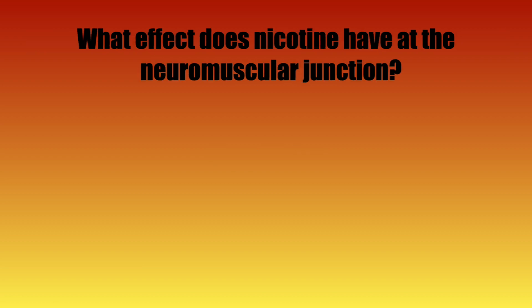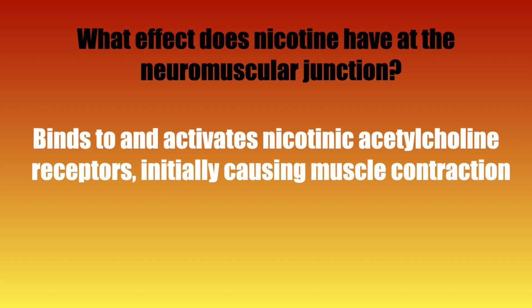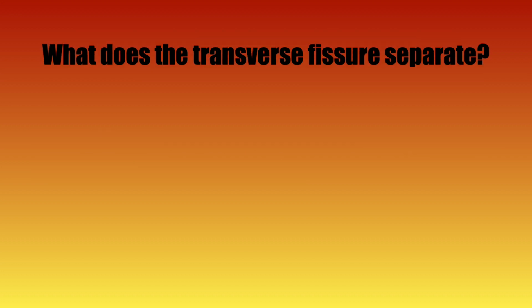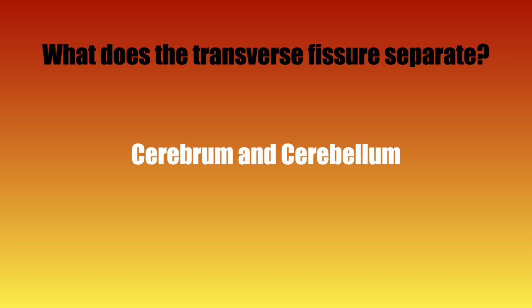What effect does nicotine have at the neuromuscular junction? The answer is it binds to and activates nicotinic acetylcholine receptors, initially causing muscle contraction. What does the transverse fissure separate? The answer is cerebrum and cerebellum.